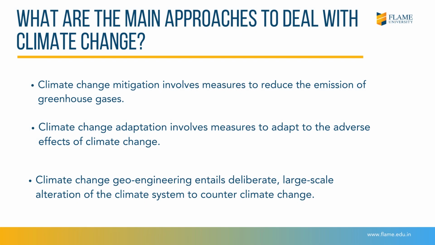Let us now try and understand how the concept of sustainable development applies to the approaches to deal with climate change. There are three main approaches to deal with climate change that have been identified in the scholarly literature, which accords them varying levels of importance: mitigation, adaptation, and geoengineering. Climate change mitigation involves measures to reduce the emissions of greenhouse gases. Climate change adaptation involves measures to adapt to the adverse effects of climate change. Climate change geoengineering entails deliberate, large scale alteration of the climate system to counter climate change.